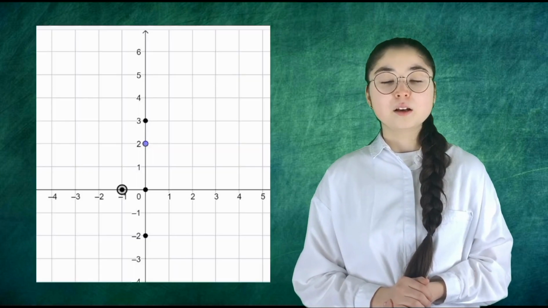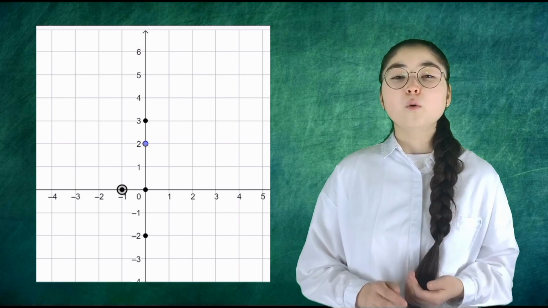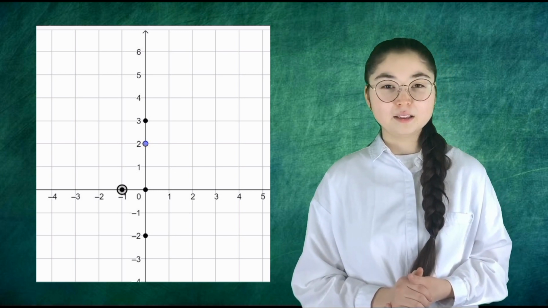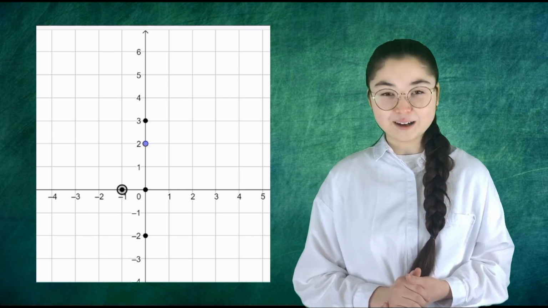not every graph gives a function. For example, in this graph, for one value of x, there are 4 values of y. So this is not a function.